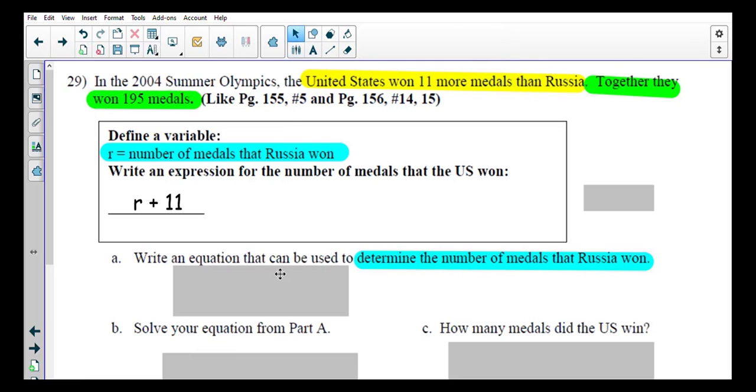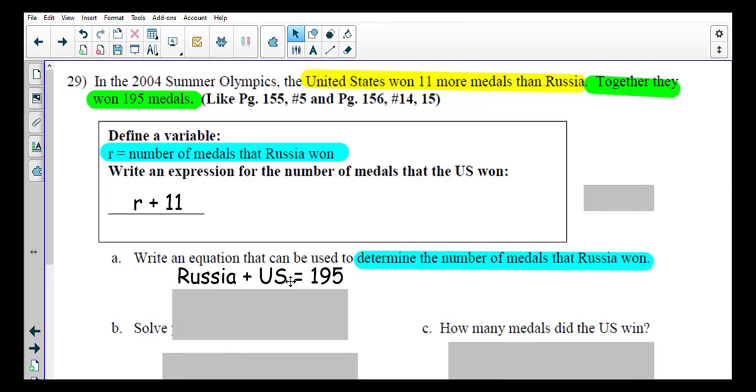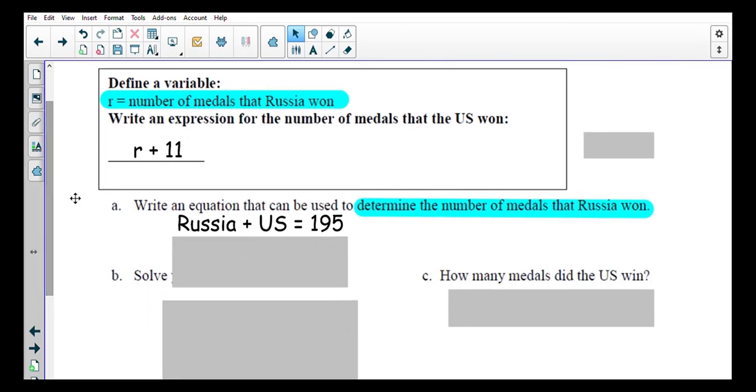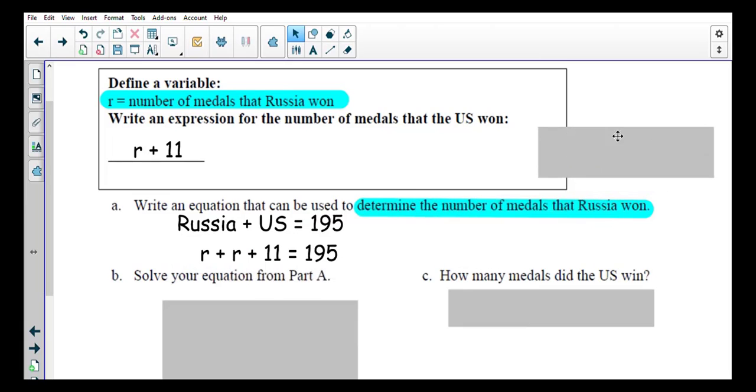So I set this up sort of as an equation in words first, and I said Russia plus the United States equals 195. Now that's very simplistic. We're talking about the number of medals each country won, but the number of medals that Russia won plus the number of medals that the US won has to equal 195. Russia is the variable R. US we set up here was R plus 11 in this box above, so we can write R plus 11 equals 195 for our equation.